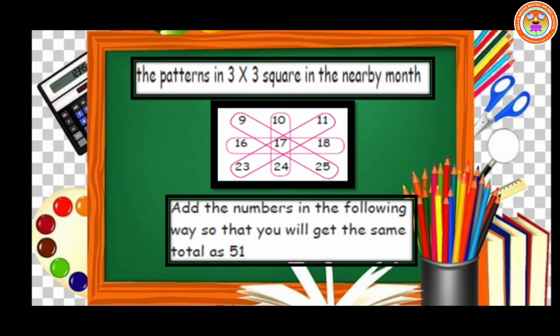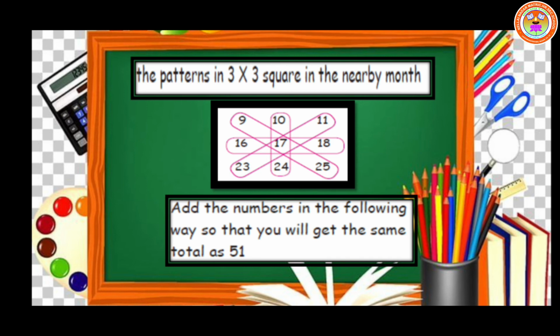Like that, 23 plus 11 and 17, it is 51. Then add the center part. 10 plus 17, it is 27. 27 plus 24, if you add, it will become 51. Like that, you can take the center part also. Anyway, if you add these three numbers, you will get 51. This is another pattern. Is it clear, students? Yes.